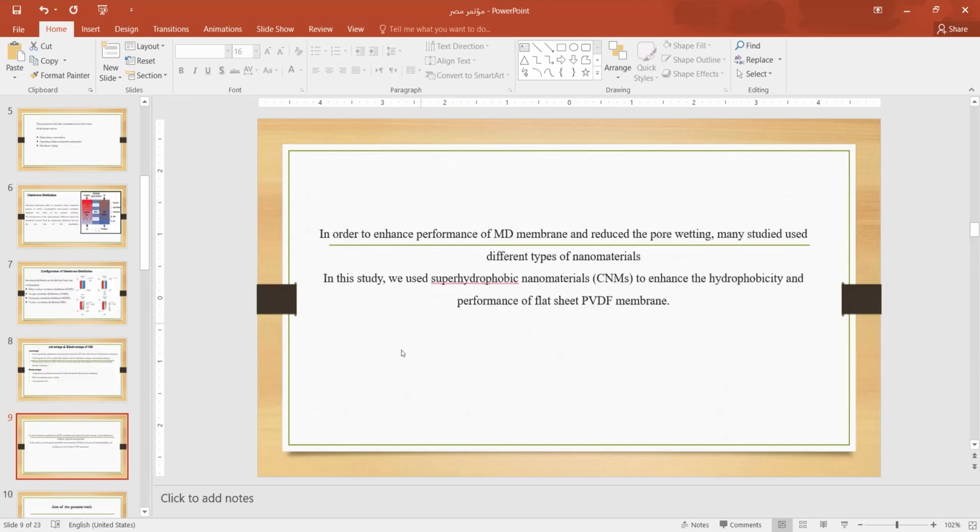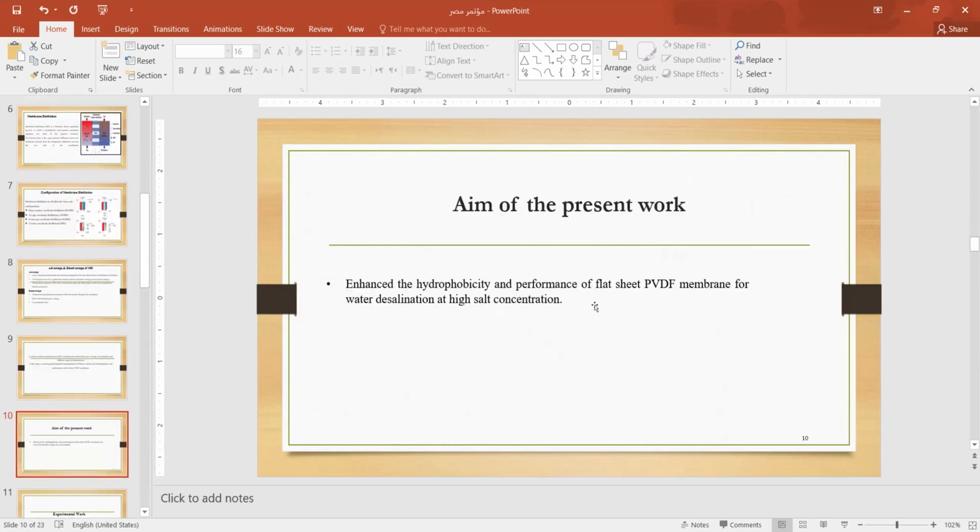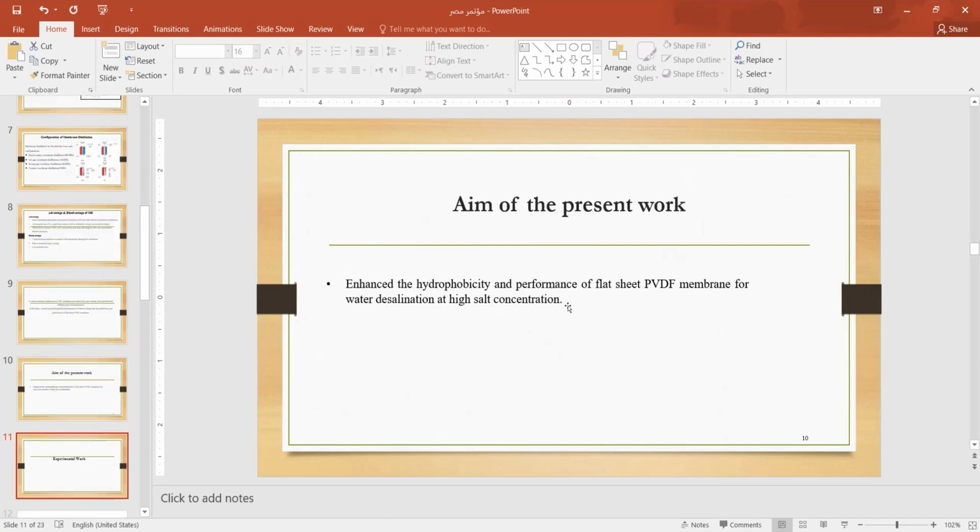In order to enhance the performance of the membrane distillation membrane and reduce pore wetting, many studies use different types of nanomaterials. So in this study, we use superhydrophobic carbon nanomaterials to enhance the hydrophobicity and performance of flat sheet PVDF membrane. The aim of the present work: enhance the hydrophobicity and performance of PVDF membrane for water desalination at high salt concentration by using vacuum membrane distillation.